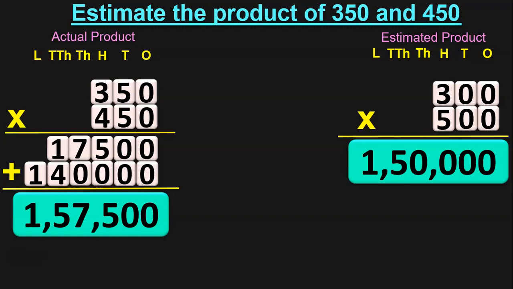So this is the method that we have to follow whenever the number is in the middle value or above the middle range. Then you will have to round up one number and round down the other number and do the multiplication and find out the estimated product. Let us do one more example for this type of scenario. Estimate the product of 155 and 255.